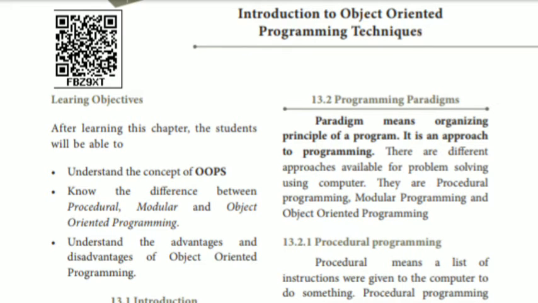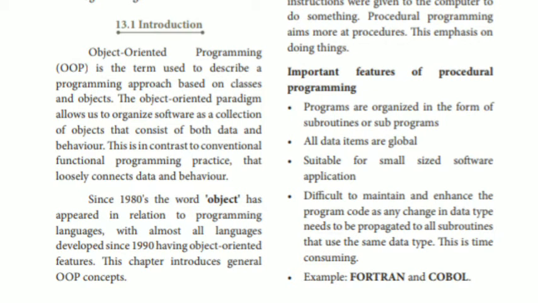Okay, we completed array. We move to OOP. OOPs means what is the abbreviation for OOP? Object-oriented programming is the term used to describe a programming approach based on classes and objects. Classes and objects, next chapter.